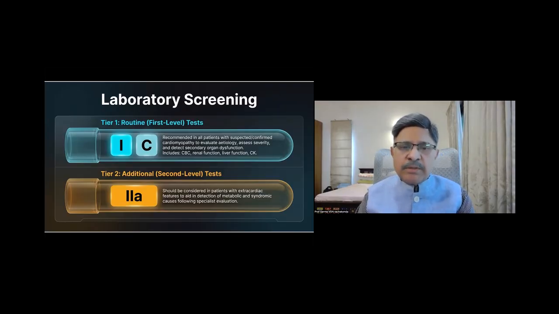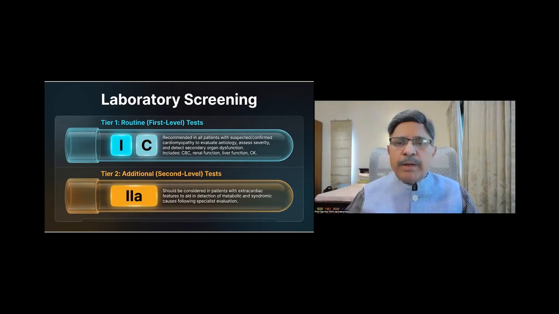Okay, Tier 2 tests. What are the Tier 2 tests? They should be considered in patients with extracardiac features to aid in the detection of metabolic or syndromic causes, following specialist evaluation. The routine first-level tests are recommended in all patients. These are CBC, renal function, liver function, creatine kinase, apart from echo, cardiac MRI, and ECG. And special second-level additional tests are required in those patients who have either a metabolic cardiomyopathy or who have syndromic multisystem involvement features.